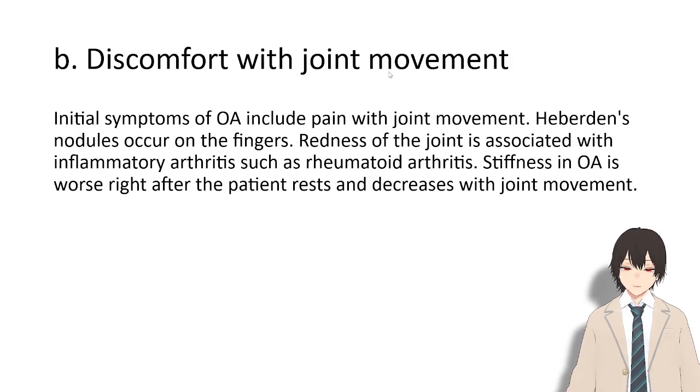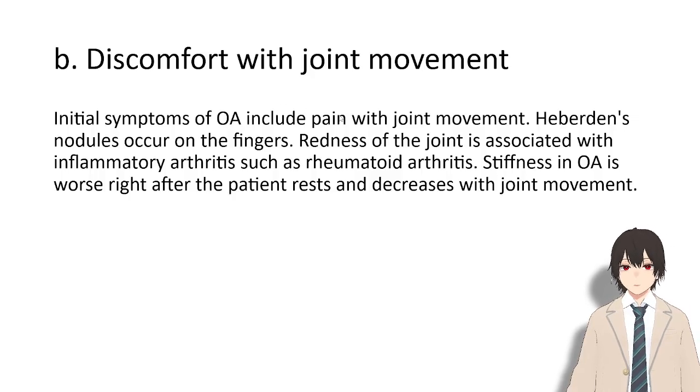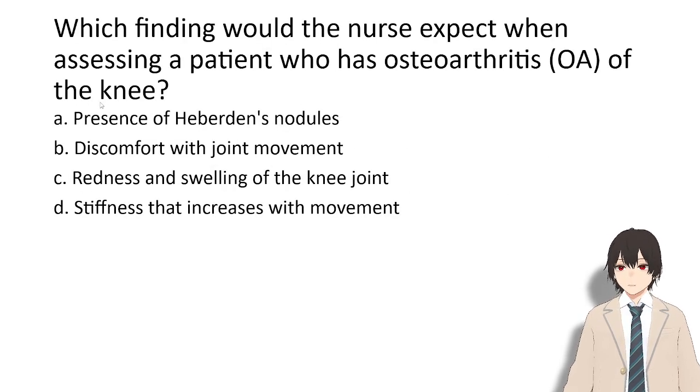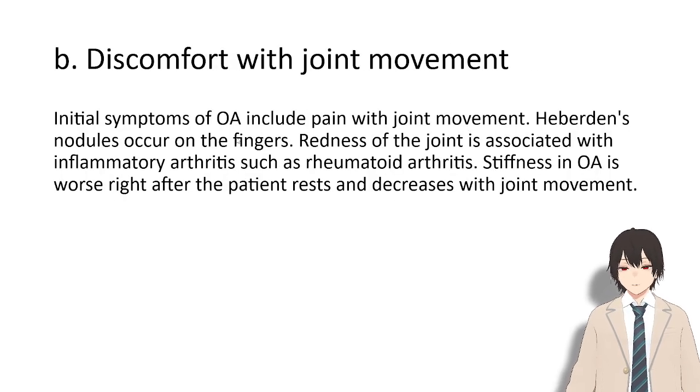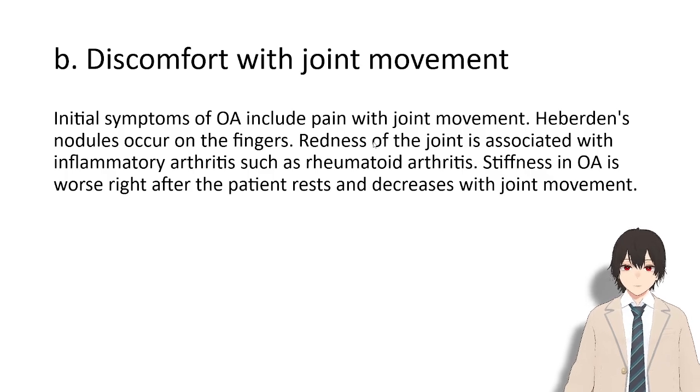Discomfort with joint movement. So the initial symptoms of OA, osteoarthritis, include pain with movement, right? Heberden's nodules occur on the fingers. The question here says of the knee, so you can automatically rule out A. It's not a thing on the knees, it's on the fingers. Redness of the joint usually is indicative of inflammation, and that's more in line with rheumatoid arthritis, RA. Stiffness in OA is worse right after the patient rests and decreases with joint movement, which is kind of the opposite with RA.